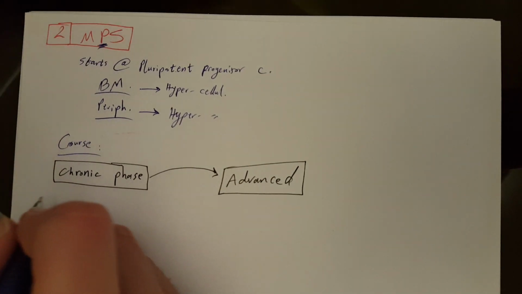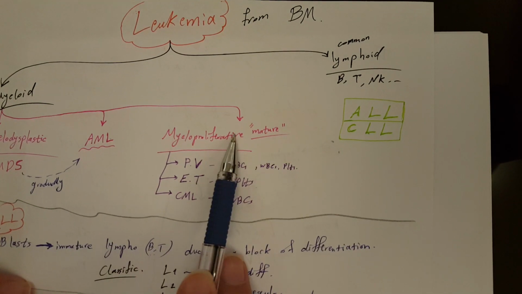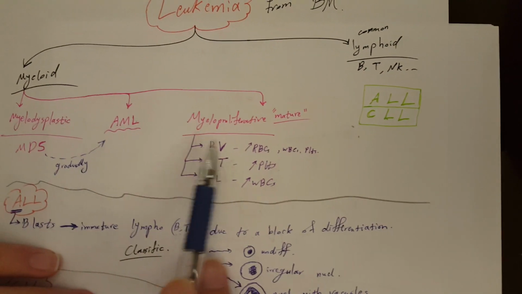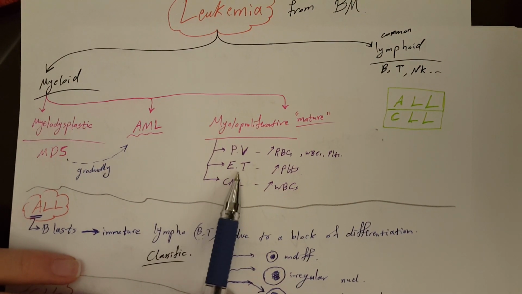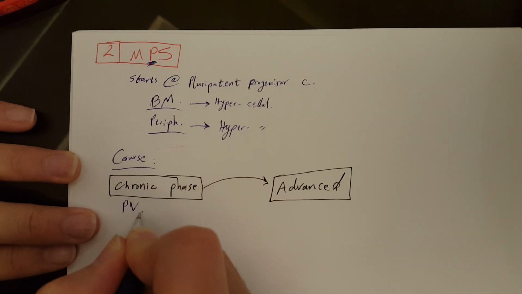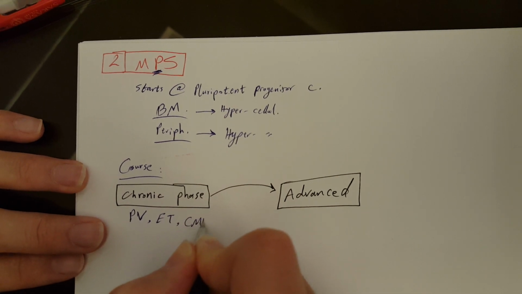The chronic one, as we said, where is it here? Myeloproliferative diseases are mature. Okay, so pluripotent. And we have these diseases. So these ones are in the chronic phase. So you can have PV, polycythemia vera, essential thrombocytosis, or CML.